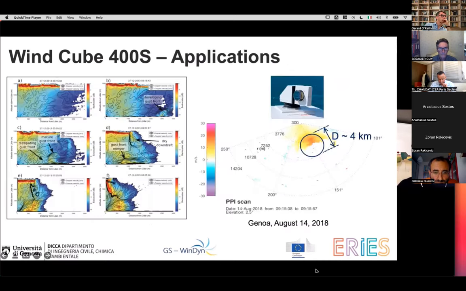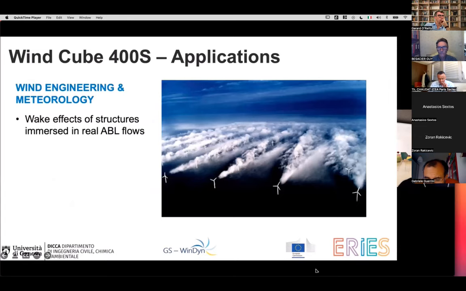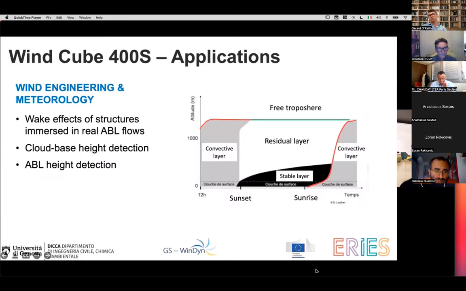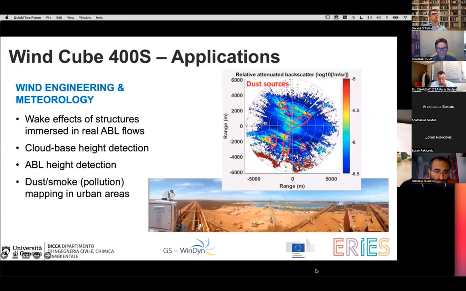To conclude, some examples of possible applications. For instance, here the LiDAR was used to study the thunderstorm outflow produced below a cumulonimbus cloud. However, many other applications can be proposed in the wind engineering, meteorology, or wind energy field. For instance, to study the wake produced by real structures immersed in the atmospheric boundary layer, or to measure other meteorological quantities related to the clouds, to the ABL, or pollution and wind fields in the urban environment.